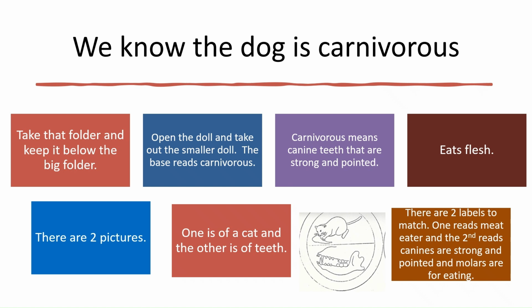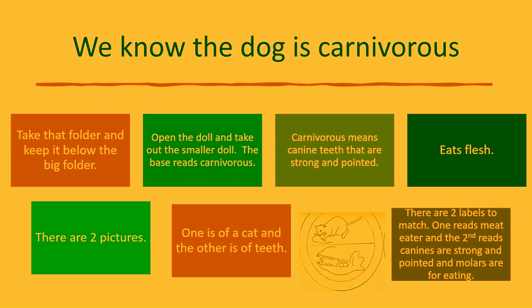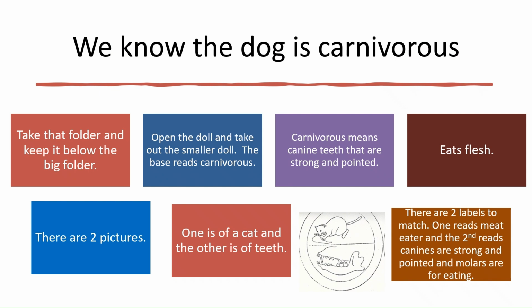We know the dog is carnivorous. Take that folder and keep it below the big folder or the box. Open the doll and take out the smaller doll. The base reads carnivorous. Carnivorous means canine teeth that are strong and pointed, and it shows they eat flesh.